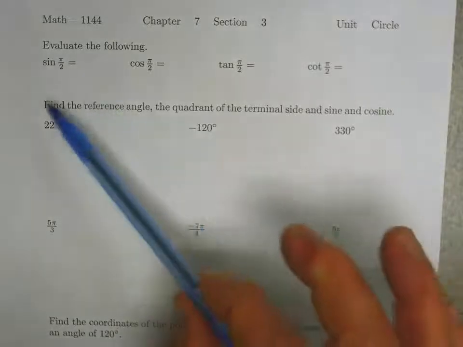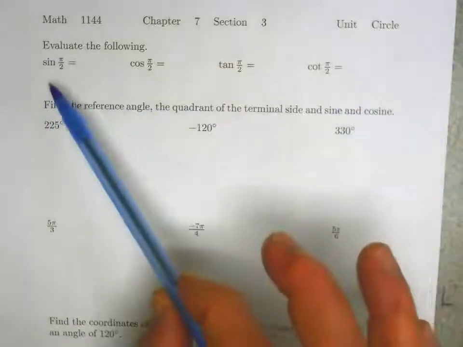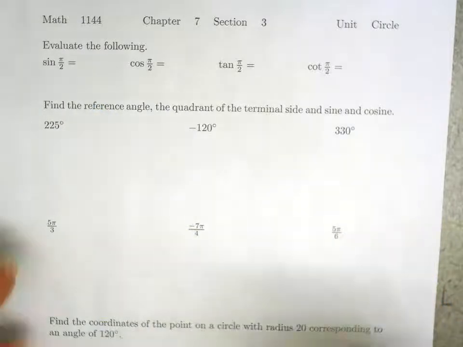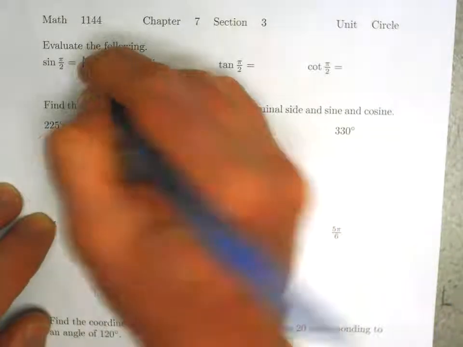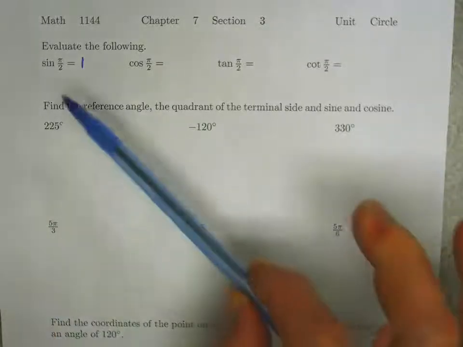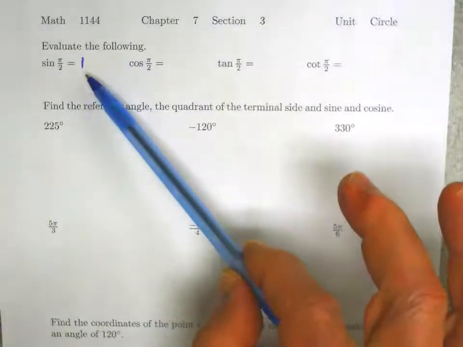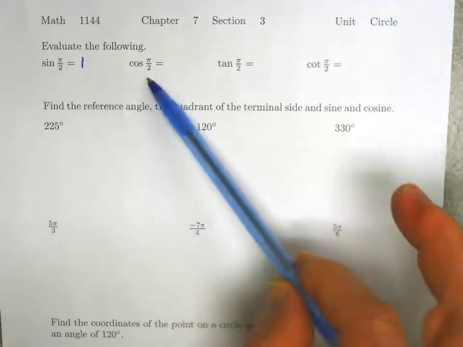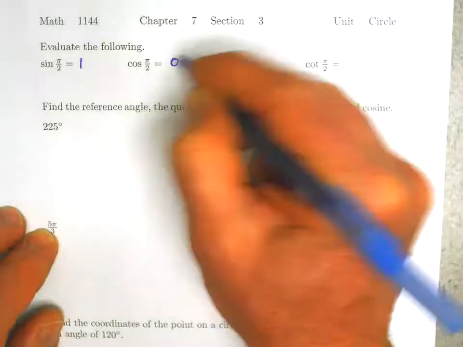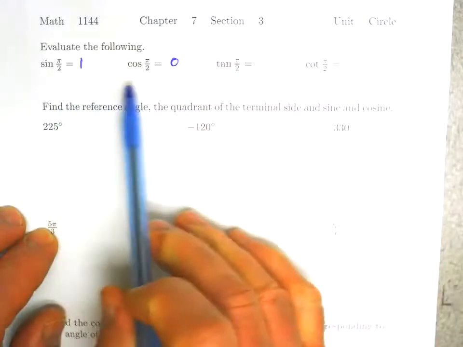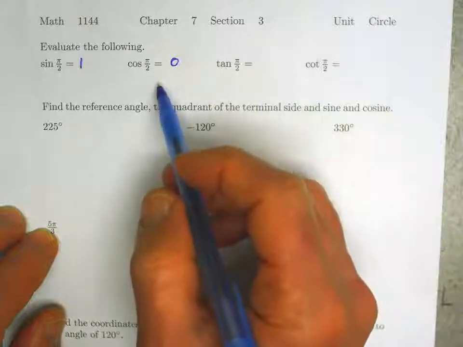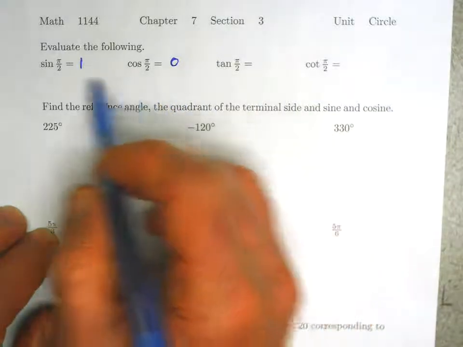So we saw these earlier. Well, a couple of them. Sine of pi over 2 is 1. You can use the unit circle to help remind you of that. Cosine of pi over 2 is 0. So remember the quadrantal angle pi over 2, and on the unit circle, the ordered pair is 0 for x and 1 for y.